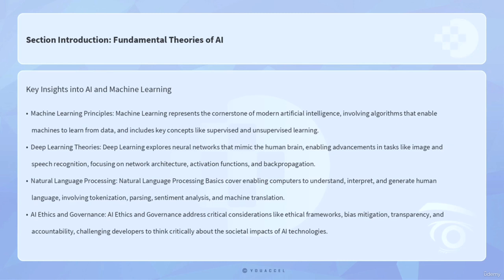Lastly, AI ethics and governance will address the critical considerations surrounding the deployment of AI technologies. You'll examine ethical frameworks, bias mitigation, transparency, and accountability in AI systems. This lesson will challenge you to think critically about the societal impacts of AI and the responsibilities of those who develop and deploy these technologies.